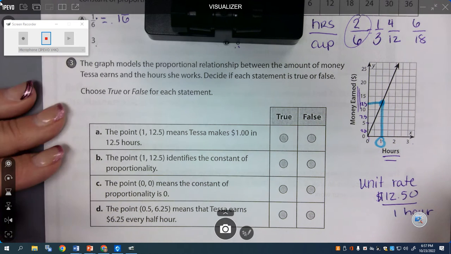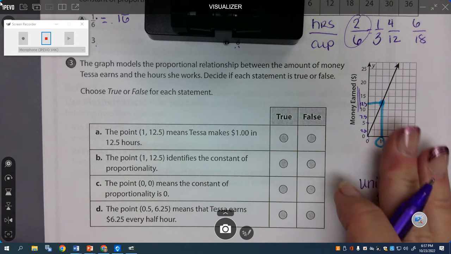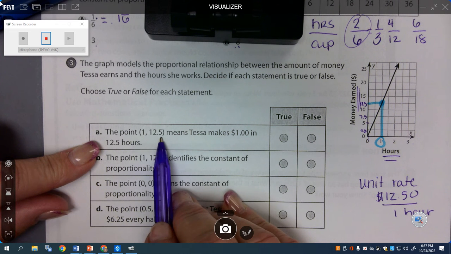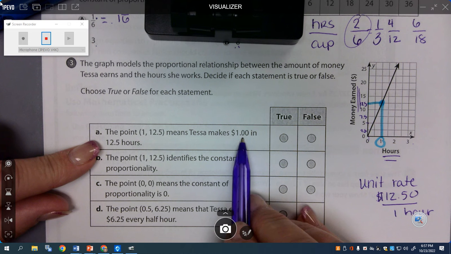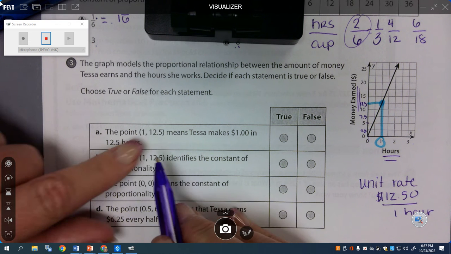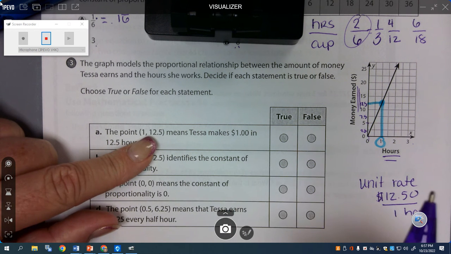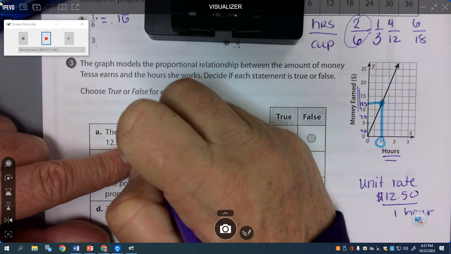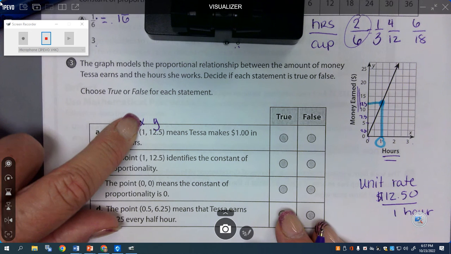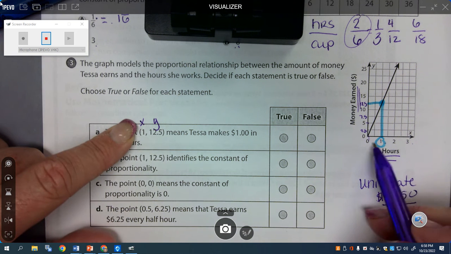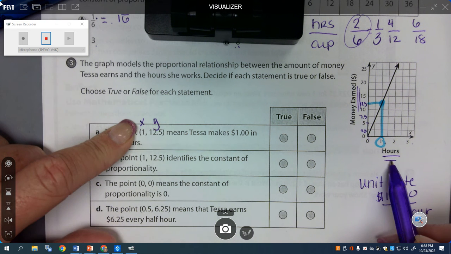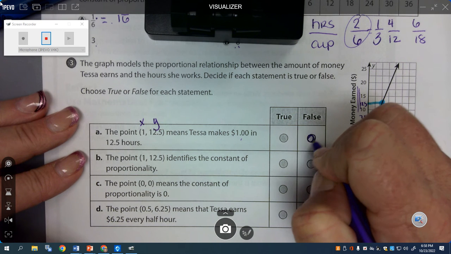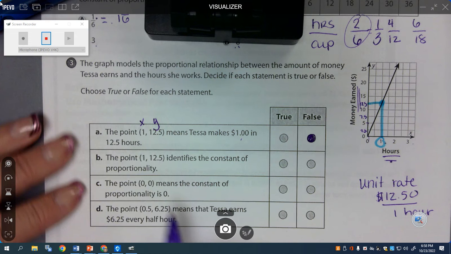Okay? So now that I kind of understand what's happening up here, let's go to this. So the 0.1 comma 12.5 means that Tess makes $1 in 12.5 hours. Now remember, if you don't want me to sing my ABC song, don't make me do it, because remember the X comes before the Y. So this is on my X-axis, which is hours, not money. So this is false.